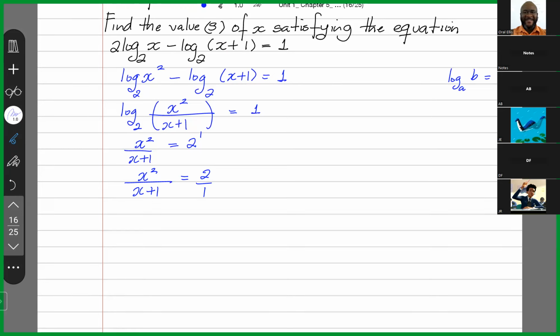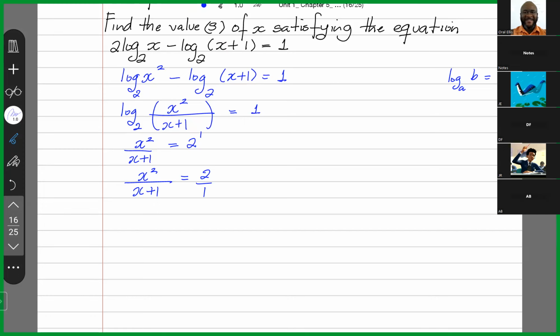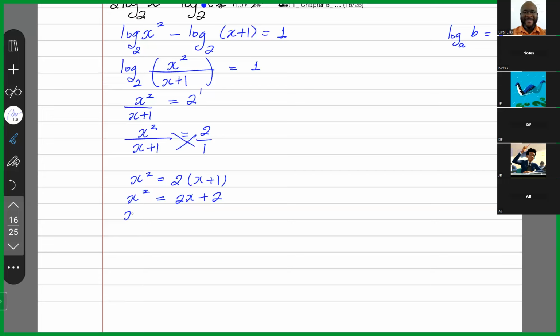So the next thing to do is to get rid of the fractions. If I have 1 fraction equal to 1 fraction, to get rid of the fraction, I must cross multiply. So if I cross multiply, I'm going to get x squared is equal to 2 multiplied by x plus 1. So that is x squared is equal to 2x plus 2. Now, this is a quadratic equation, and one of the first steps in solving a quadratic equation is to ensure that one side of the equation is equal to 0. So I'm going to have x squared minus 2x minus 2 is equal to 0.